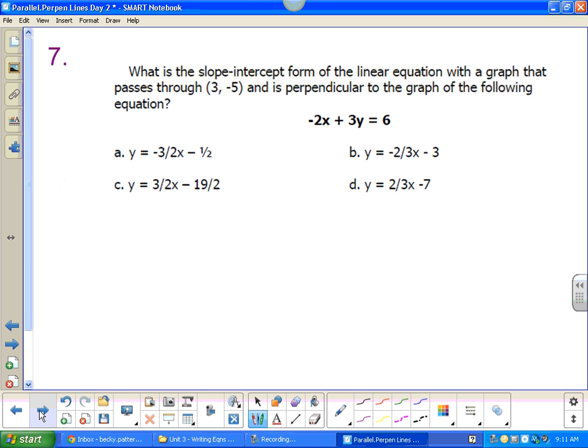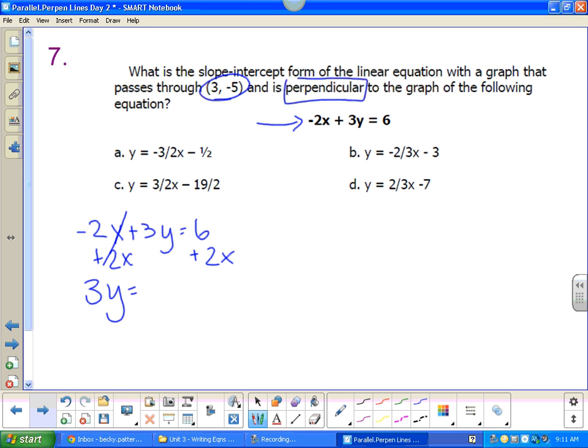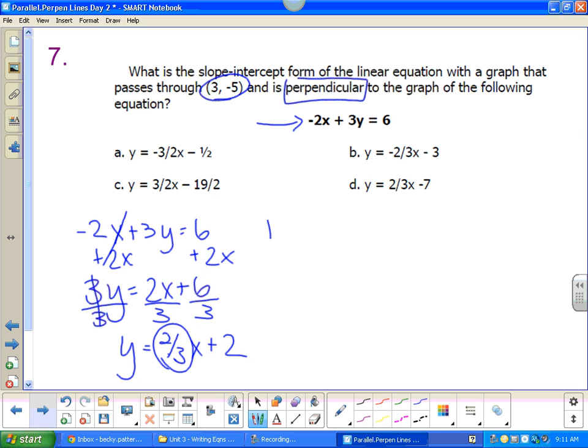What is the slope-intercept form of the equation with a graph that passes through this point perpendicular to this guy? So I need his slope. So negative 2x plus 3y equals 6. 3y equals 2x plus 6. Divide by 3. Okay, so that's him. I want to be perpendicular to him. If that's his slope, then my slope is going to be a negative 3/2.